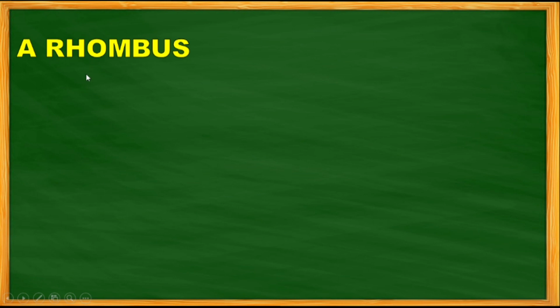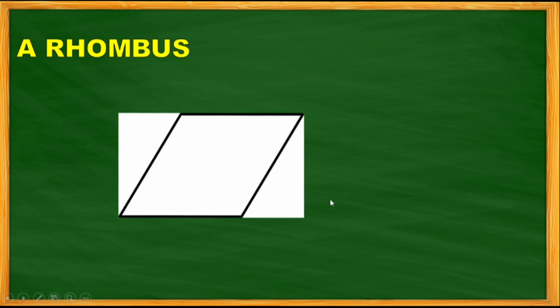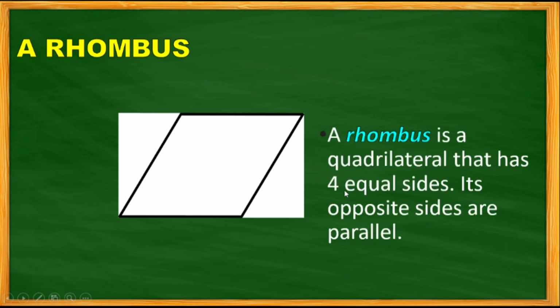Next, rhombus. This would be the figure of a rhombus. A rhombus is a quadrilateral that has 4 equal sides. Its opposite sides are parallel. Again, a rhombus is a quadrilateral that has 4 equal sides. Its opposite sides are parallel.